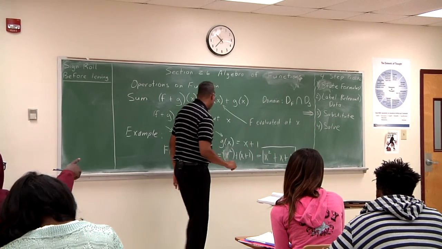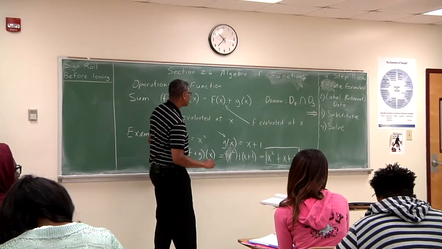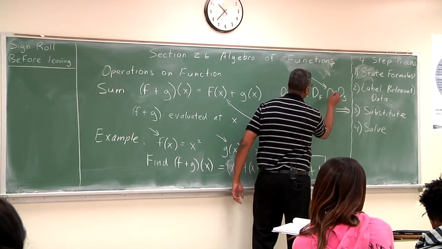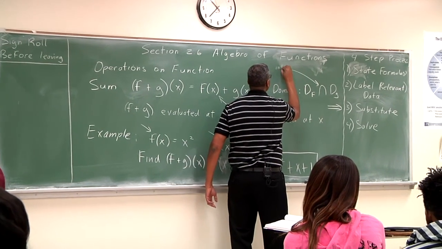Is that an N? Where? No, the formula. Oh, okay, sorry about that. Yeah, good question. So this is the symbol for intersection.